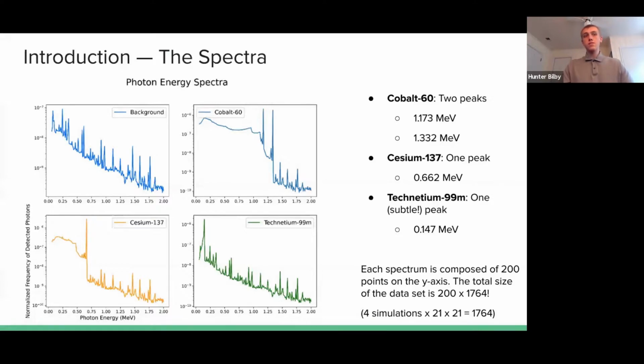On this slide, this is the photon energy spectra that we get from graphing each respective element. Cobalt-60 has two signature peaks at 1.173 and 1.322 mega electron volts. Cesium-137 has a peak at 0.662 mega electron volts, and technetium-99 has one subtle peak at 0.147 mega electron volts. Each spectrum is composed of 200 points on the y-axis, and the total size of our dataset is 200 by 1764.